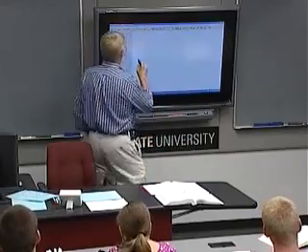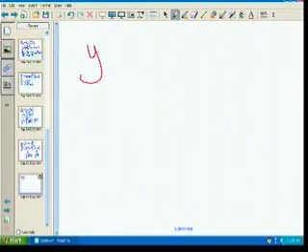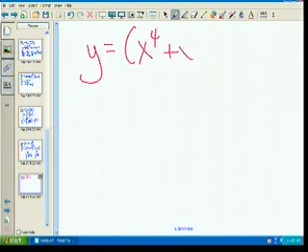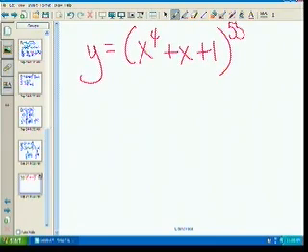Okay, let's try this one. And I would like for you to tell me what to write down. Give everybody a chance to get there first. X to the 4th, that inside function to the 55th power.